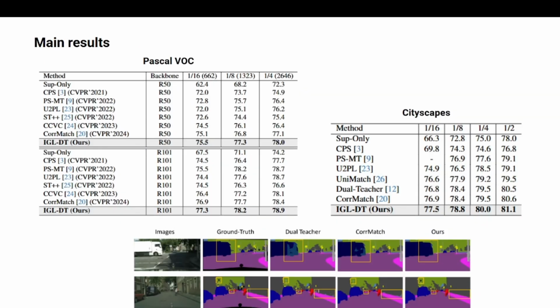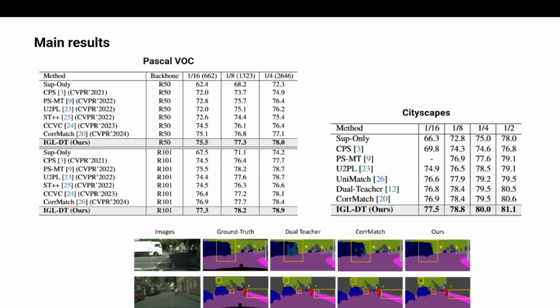In the main results, about the quantitative results on Pascal VOC, our method outperforms strong baselines like CorrMatch and CCBC in both ResNet 50 and ResNet 101 backbones. On this dataset, our method outperforms CorrMatch across all label proportions and demonstrates strong generalization, especially in open scene understanding.